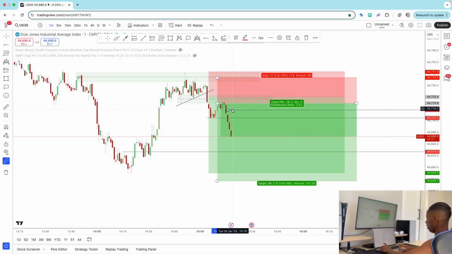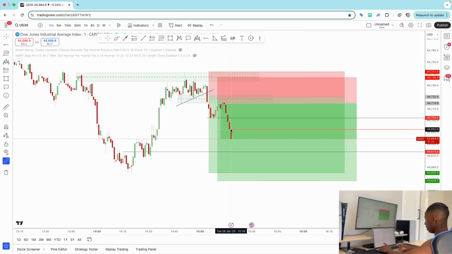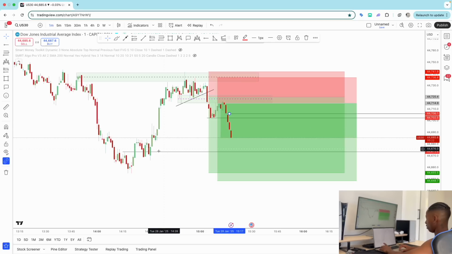And then I lock in massive profits. Maybe I can lock in profits here, can lock in profits here, and so on. But now I want to see what price will do when it gets here. Okay, let's see. Okay, this is running smooth. It's going all the way down.